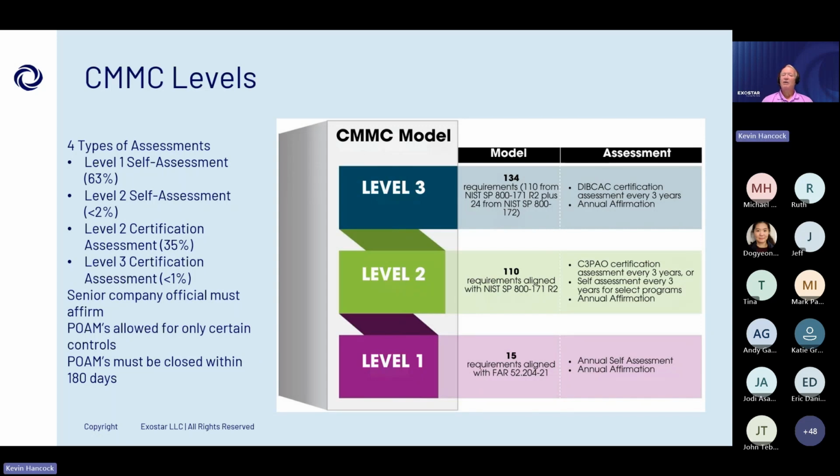And then a small number of organizations out there will require a higher level of security because you receive a higher, not quality, but a higher level of controlled unclassified information. And those are organizations which will be determined at CMMC level 3. And you've got those 110 NIST 800-171 requirements, as well as 24 from NIST 800-172.